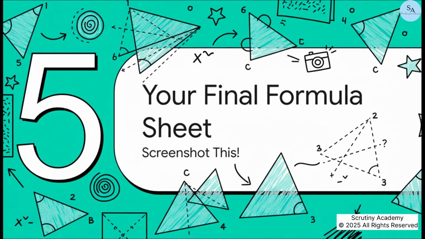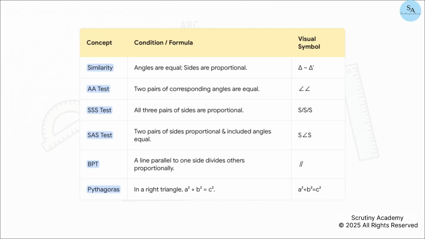All right, you made it through the concepts, the tools, and the real-world problem. And now for the grand finale. This is the slide you're going to want to save for your final revision. Get your screenshot button ready. And here it is, your entire chapter all on one slide. We've got the main idea of similarity, we've got our 3 essential tests, angle-angle, side-side-side, and side-angle-side. And our 2 key theorems, the basic proportionality theorem and the one and only Pythagoras. This right here is your ultimate revision cheat sheet.